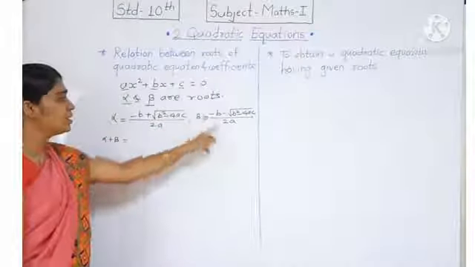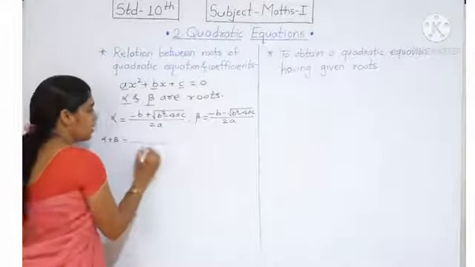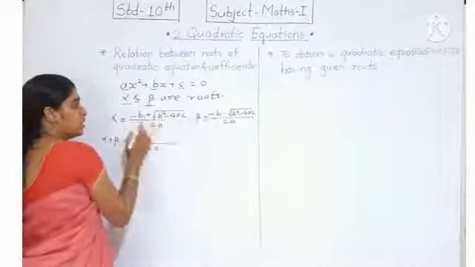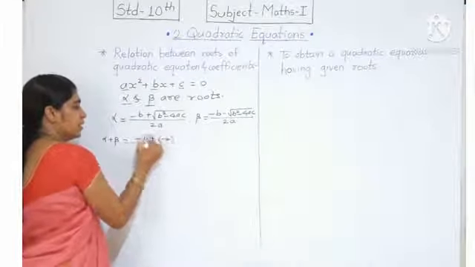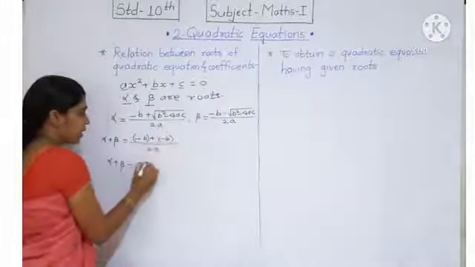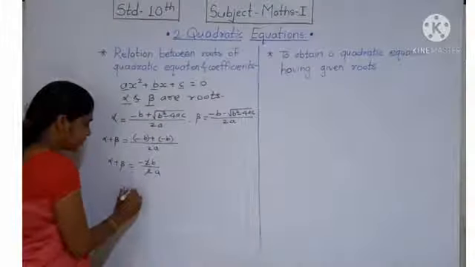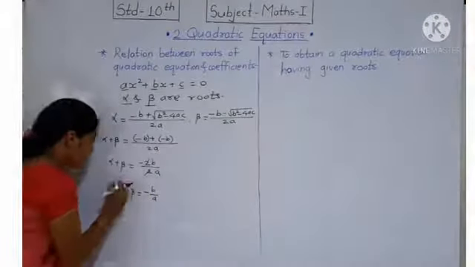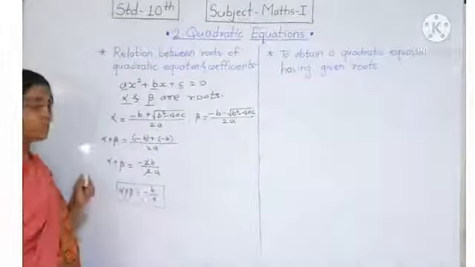When I find alpha plus beta, there is a common denominator 2a, and in the numerator the plus and minus root terms get cancelled. So minus b and minus b remains. So alpha plus beta is minus 2b upon 2a. 2 gets cancelled. Therefore, alpha plus beta is equal to minus b upon a. This is the first relation we get. Alpha plus beta is equal to minus b upon a.